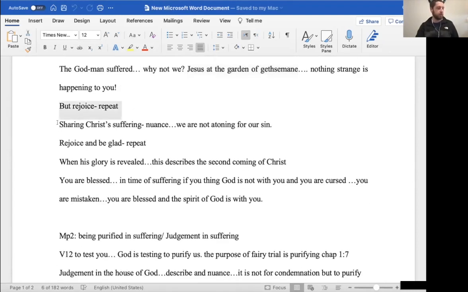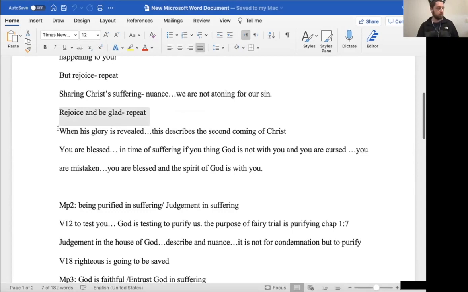Rejoice, if you're sharing in Christ's suffering. Nuance: we're not atoning for our sins. That's perfect. And that doesn't require a lengthy explanation either. That can be a quick nuance. What I don't mean is we're atoning for our sins. What I do mean is that as we, as the body of Christ, suffer, we experience what Christ experienced, something like that, right? So rejoice and be glad.